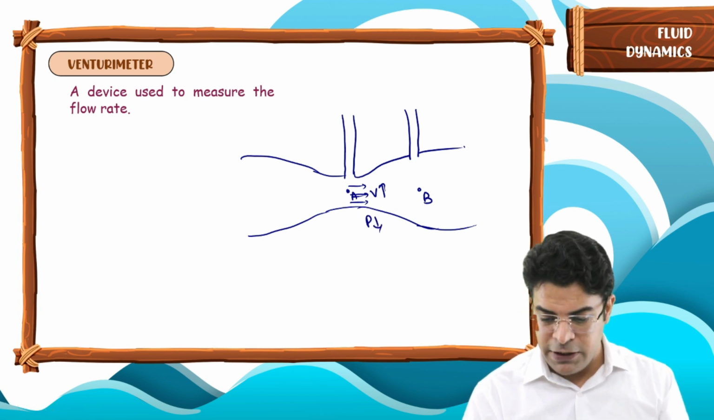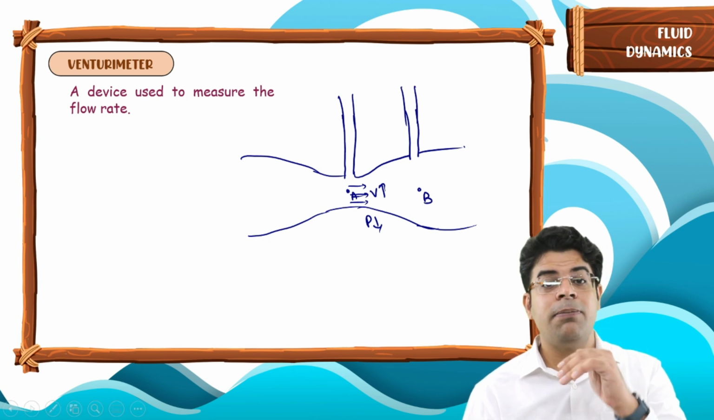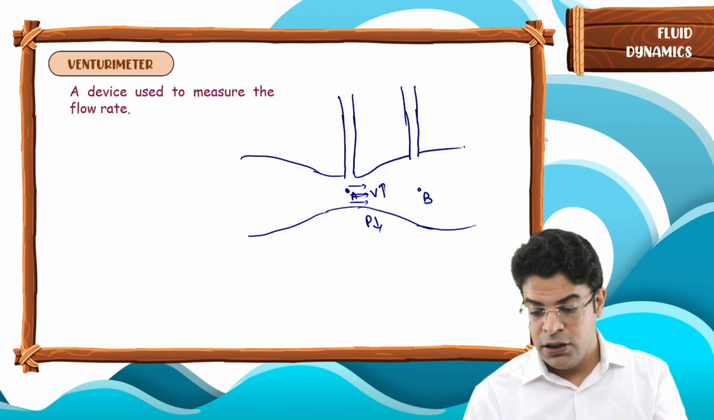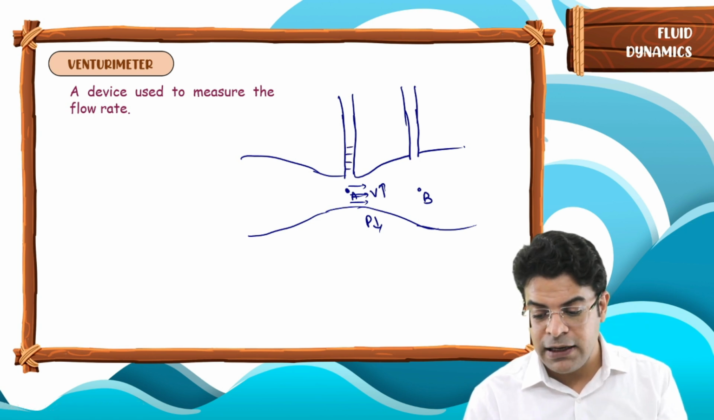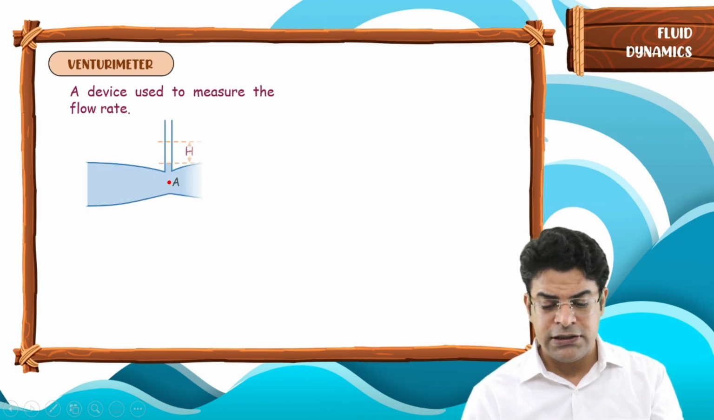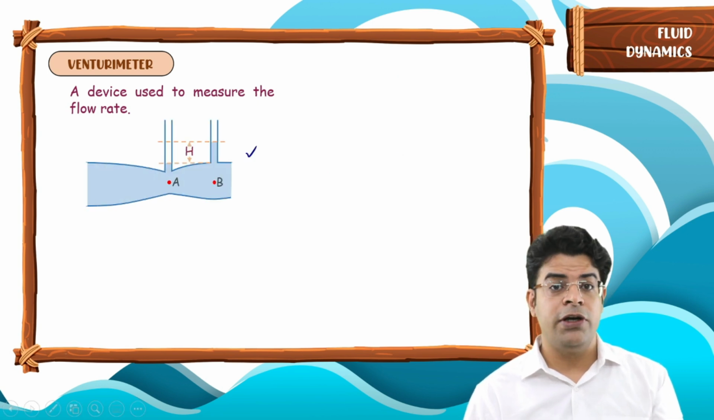And we just place two vertical tubes here so that we can measure the pressure difference. Since at point A the pressure will be lower, the fluid level in the tube connected to A will be less, while the fluid level in the tube connected to B will be more. So keep this small thing in mind. So this is what the Venturimeter looks like.